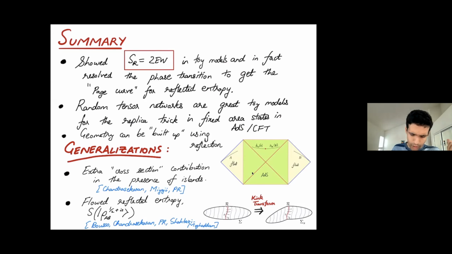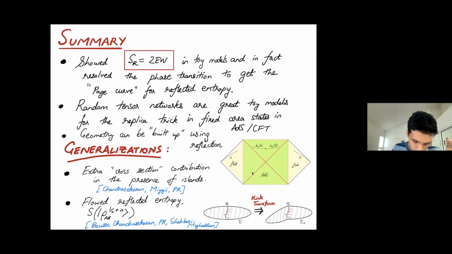And further, I'd like to say that we saw that random tensor networks here are great toy models for this replica trick. And this really should be explored more, and we should use it to understand different information measures because they have a very nice geometric picture. They correspond to these specific non-perturbative effects in the gravitational path integral, and they're also computable.